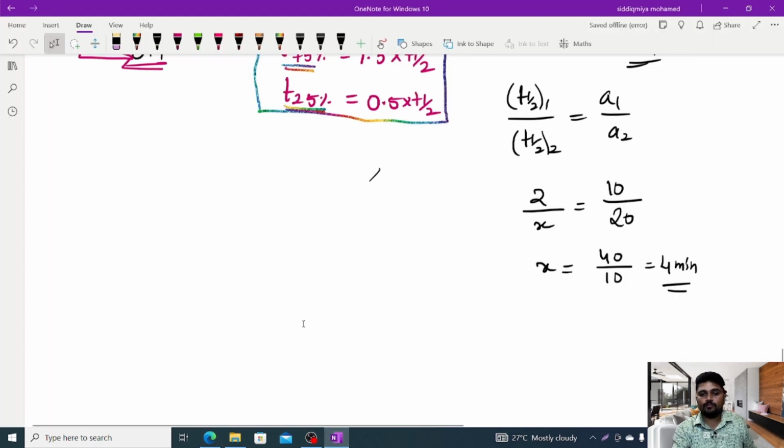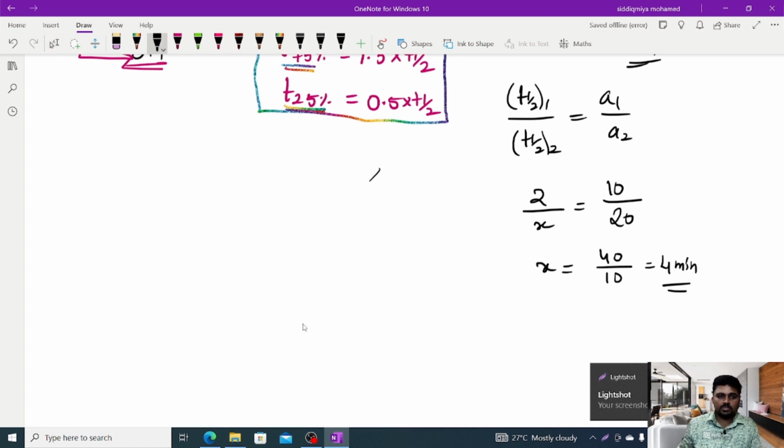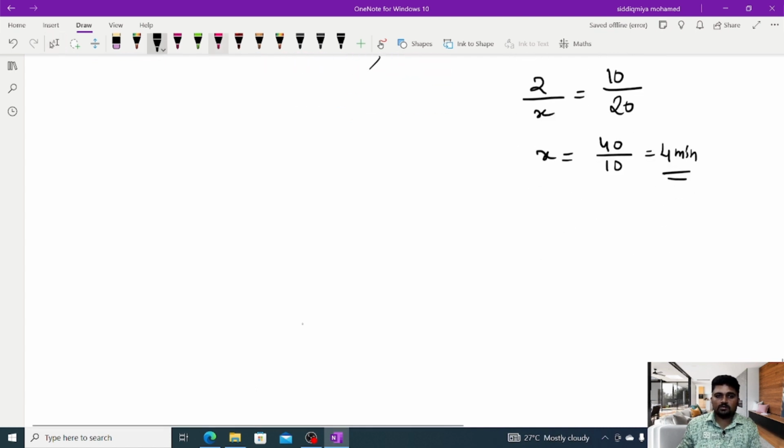Right here I forgot to tell you the units of the zero order rate constant. Next one, we are going to see the units of the zero order rate constant.